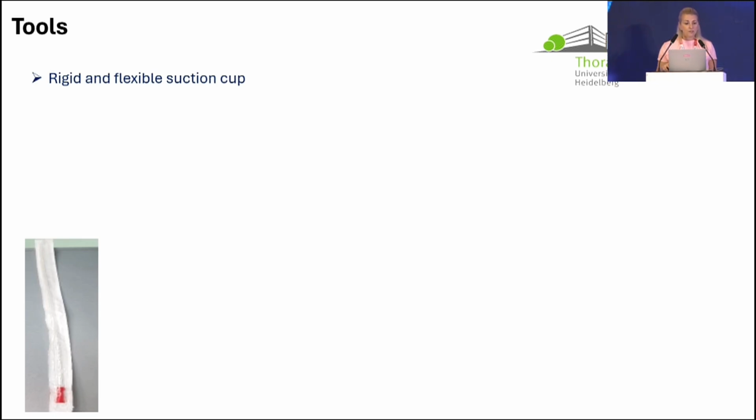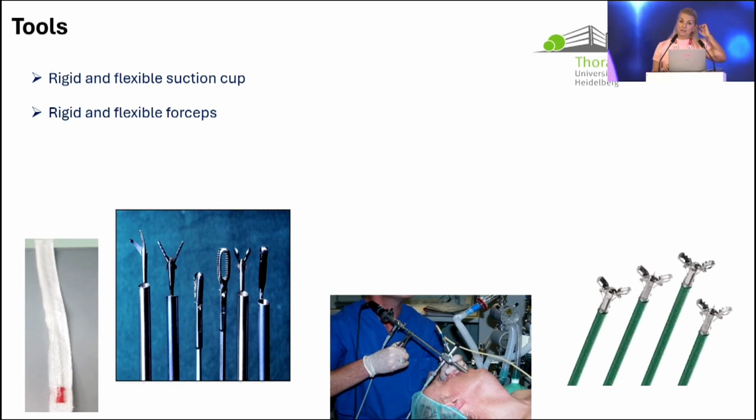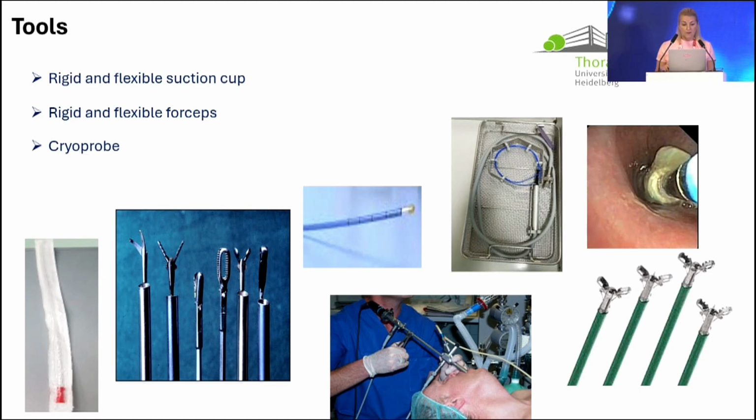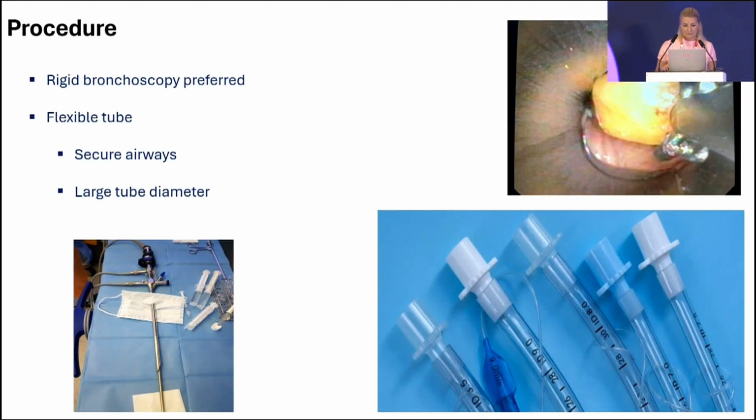Which are our tools? Rigid and flexible suction cup. This is very important. Most of the time, if we're lucky enough, we might be able to just suction a soft piece of meat only with a big bore suction catheter. If we don't succeed like this, we will be needing flexible or rigid forceps. So this is a way to remove them. The cryoprobe was really good with organic material, and the basket for everything. So these are our tools.